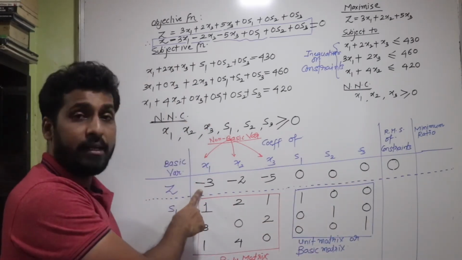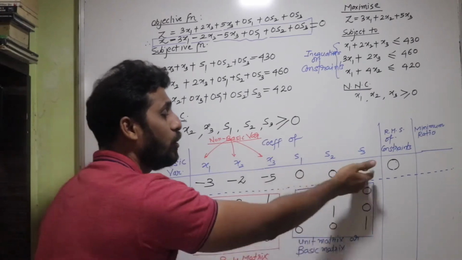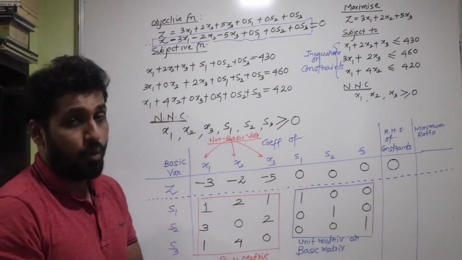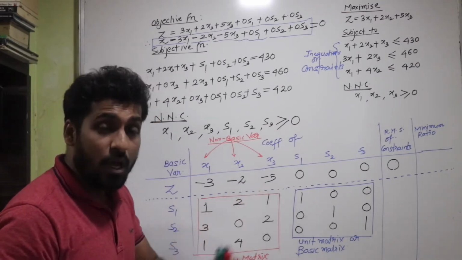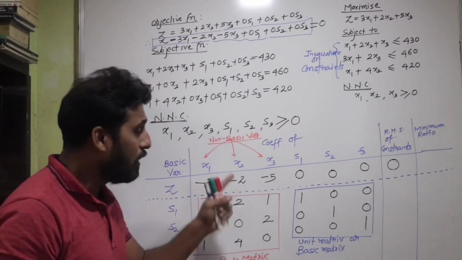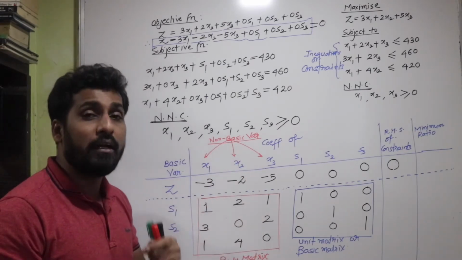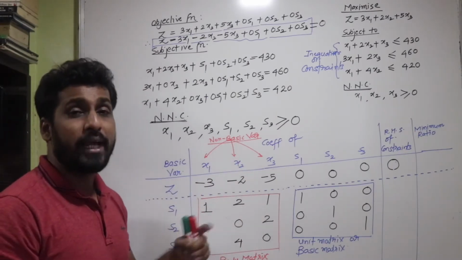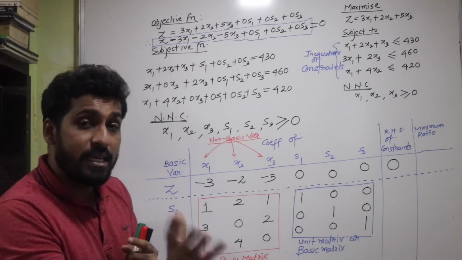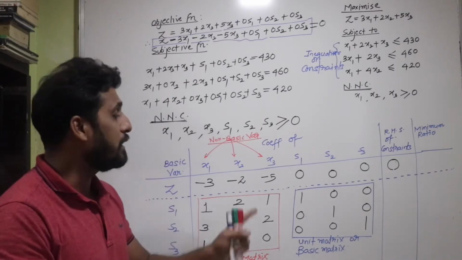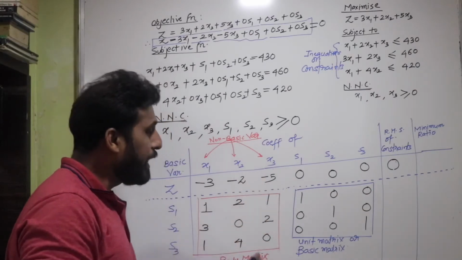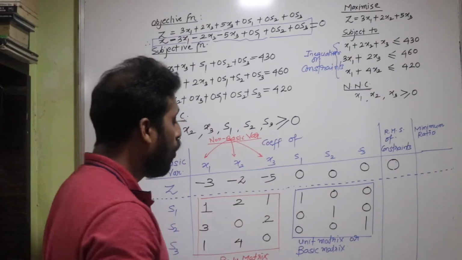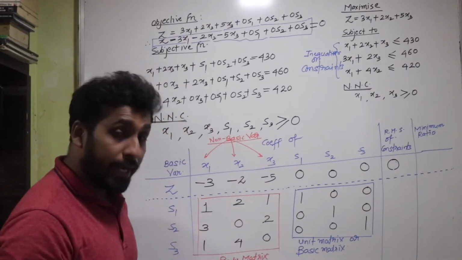I can see there is -3, -2 and -5. 0, 0, 0 are irrelevant to talk about here. So the most negative number is -5, isn't it? -5 is the most negative number. You can observe it like this: you take the highest number with a negative sign. So that's -5, or you can say x3 becomes your incoming vector.